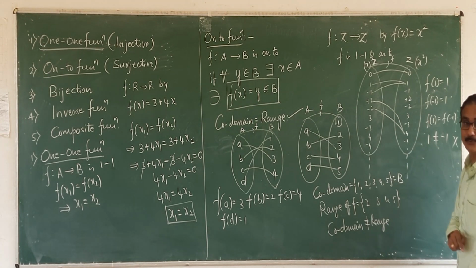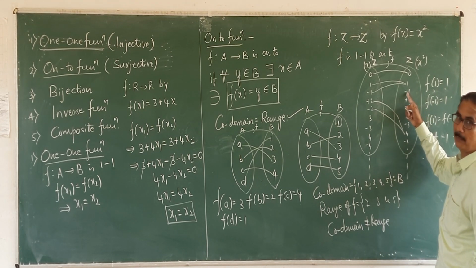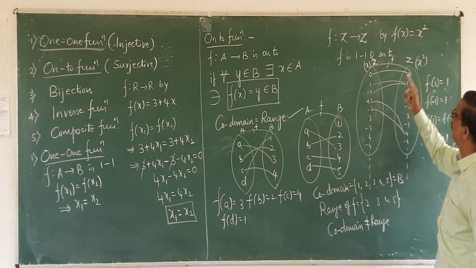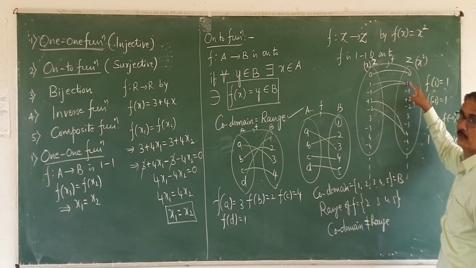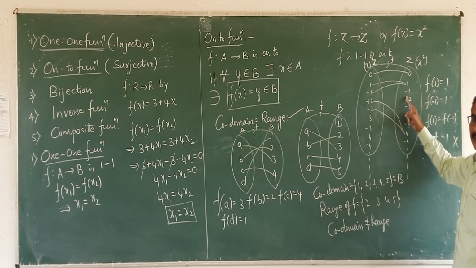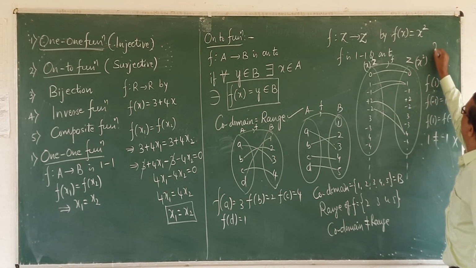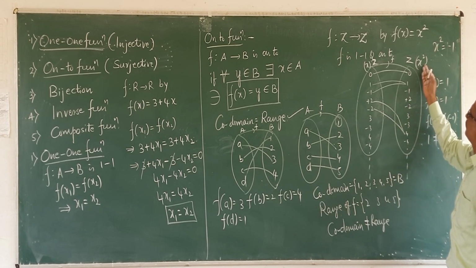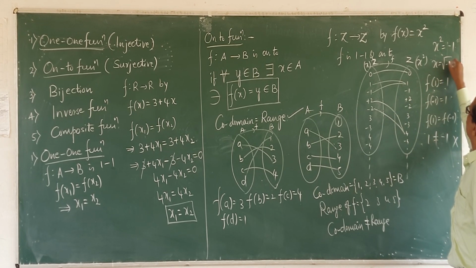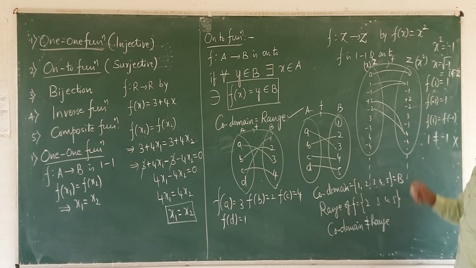Okay, is it an onto function? Onto, no. Why? Because if you take the number minus 1, the definition of onto is for all the elements in the codomain, all the elements present in the codomain must be verified. If you take minus 1 belonging to the codomain, codomain is x square. See, x square value minus 1. What is the domain? What is the x value? The x value is root of minus 1. Root of minus 1 is i. Does it belong to real numbers? Does it belong to integers? It does not belong to integers.